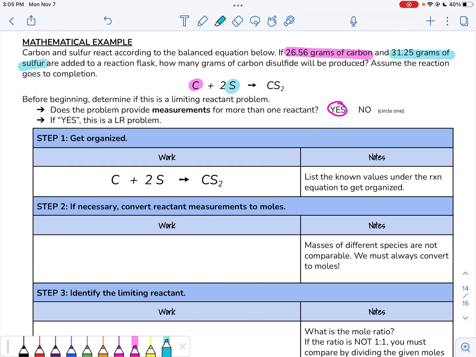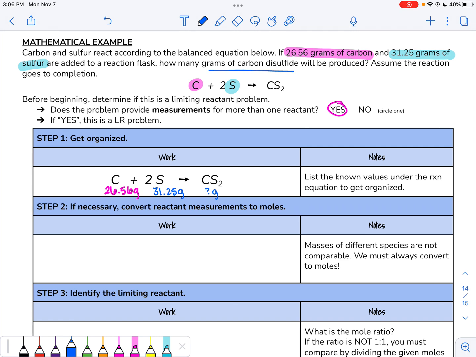So to start yourself off, you're going to get organized. You want to make sure that you list your values of each reactant under the reactant in the reaction equation. It just helps you make sure that you know exactly what you have and what you are asked to find. So in this problem, I know that I have 26.56 grams of carbon and I have 31.25 grams of sulfur. At the end of the problem, I am asked to find grams of carbon disulfide. So I'm going to put a little question mark with grams under that right there to tell me that's what I'm trying to solve for.